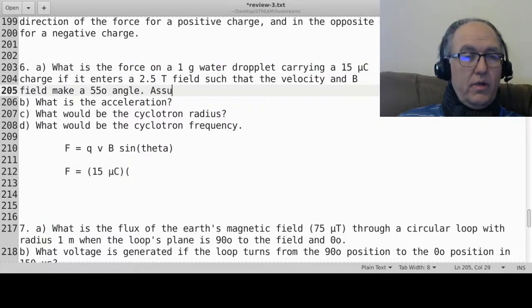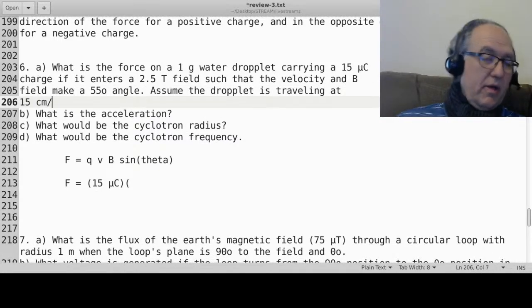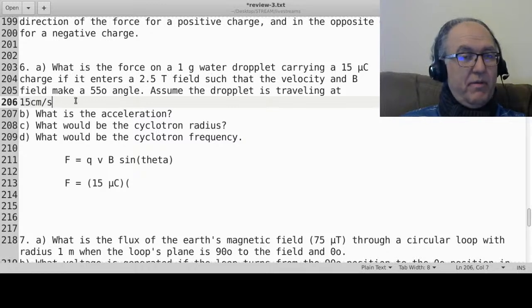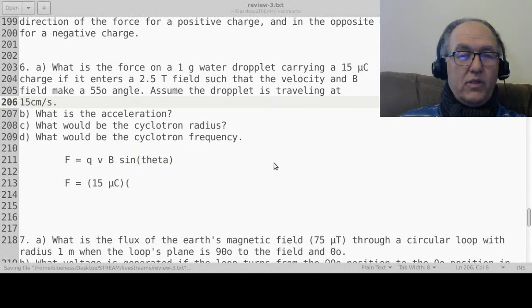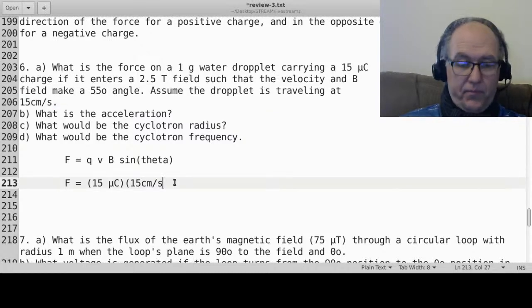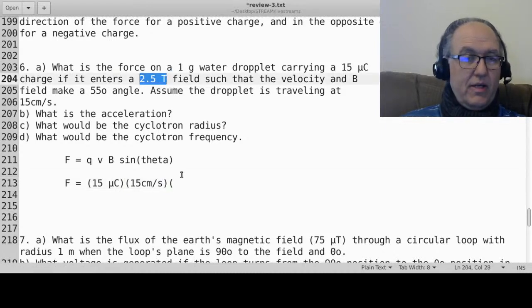Assume the droplet is traveling at, I don't know, 15 centimeters per second. That's pretty fast, but it's all right. So the velocity, I just said it was 15 centimeters per second, but that's not MKS. We'll convert it in a minute. And the B field I said was 2.5 Teslas.